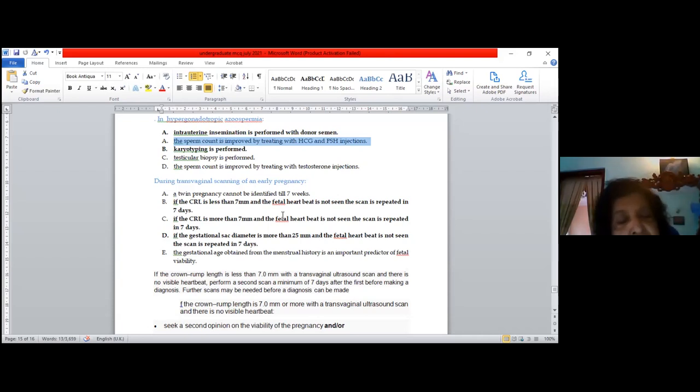A better result is more likely if the CRL is less than 7 millimeters, because the fetal heartbeat will not be seen until it's more than 7 millimeters. But if the CRL is 7 millimeters and the fetal heartbeat is not seen, a good result may not be obtained after 7 days. But the first line management is to repeat the scan after 7 days. If the gestational sac is more than 25 or less than 25, again you have to repeat the scan in 7 days. If it's less than 25, positive result.